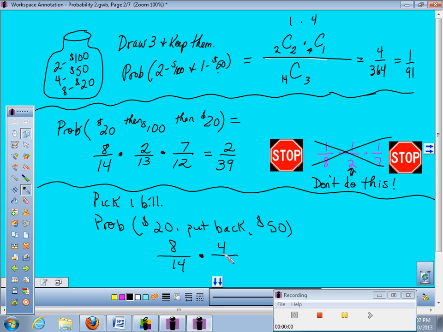14 or 13? Which one? 14. Yeah, put it back so there's the same number in there every time if you put it back. So it's 4 out of 14. You would multiply those together and reduce it, and your calculator will tell you it's 8 out of 49. Or, okay, you can do them as fractions.